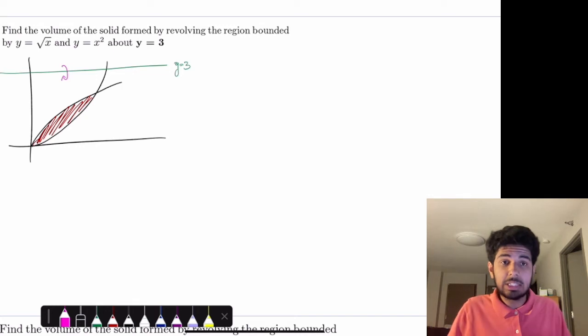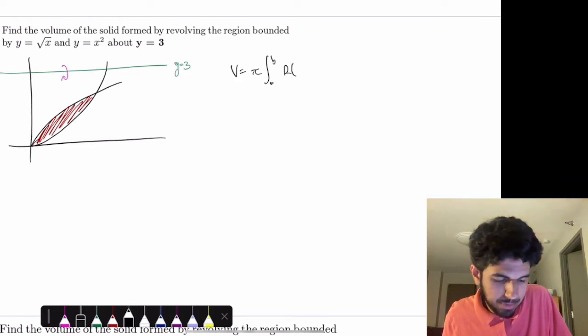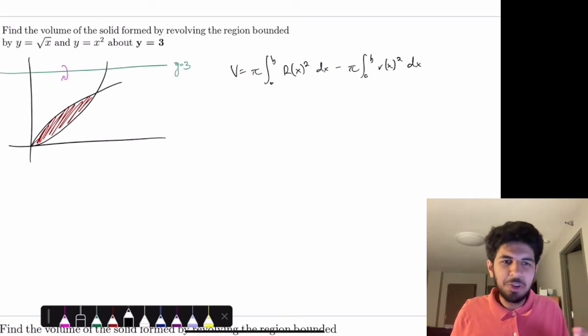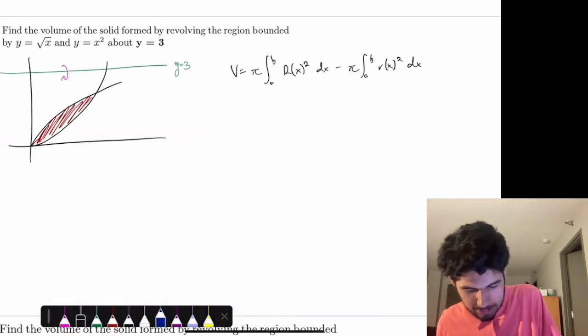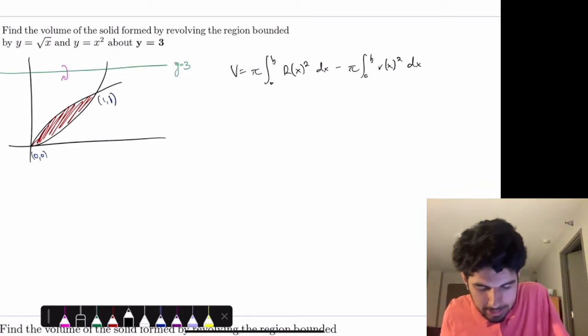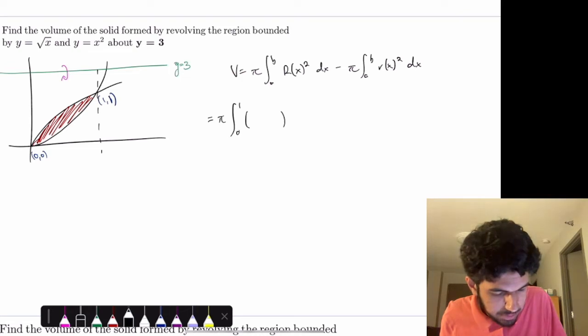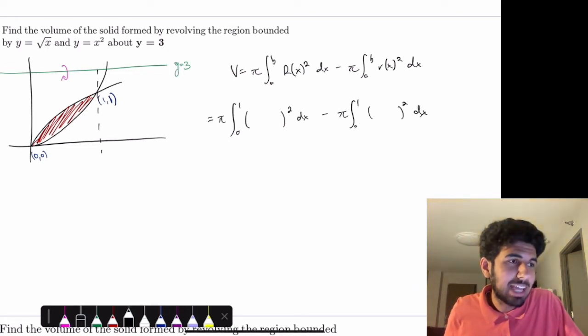So it's another horizontal axis of revolution, so that means we'll use the formula integral a to b capital R of x squared dx minus pi integral a to b lowercase r of x squared dx. This is our formula. We'll sort of expedite some of the things now because hopefully we're getting accustomed to it. Again, the points of intersection are 0, 0 and 1, 1. We're integrating with respect to x, so the bounds will again be 0 to 1. So we can throw those in. We have some function squared dx minus pi integral 0 to 1, some function squared dx. And now we just need to figure out what is capital R, what is lowercase r.